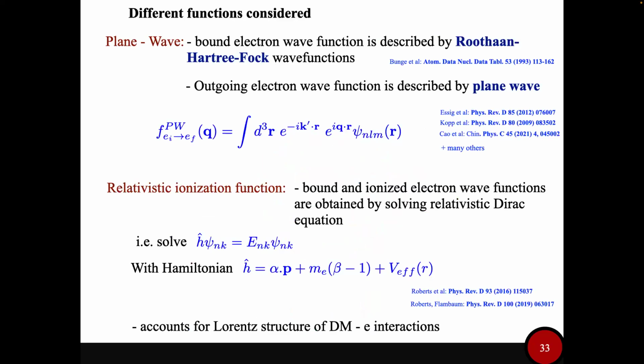And really, typically in these calculations, the simple thing to do is to assume that the outgoing electron wave function is just a plane wave, and I don't have to think about it. It's just a plane wave that is going out. I have some transition matrix elements, I have the bound electron wave function, and I can calculate this easy peasy.